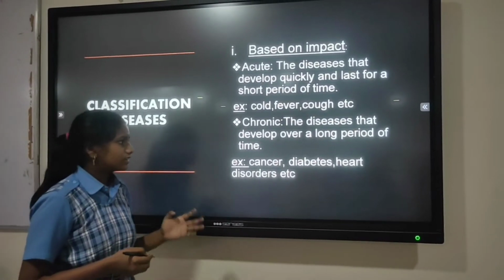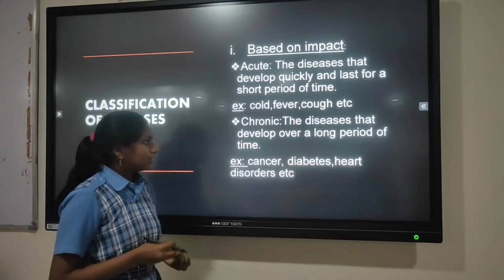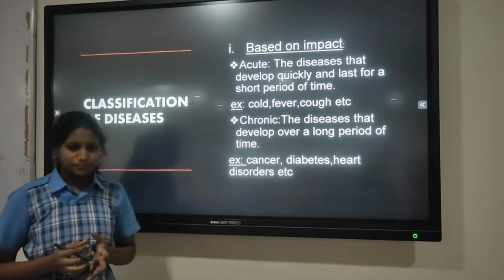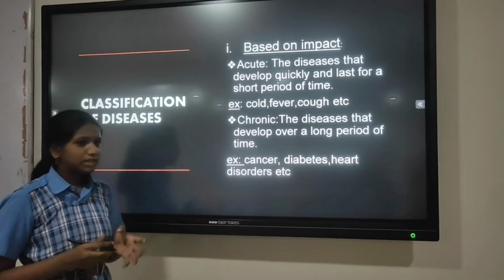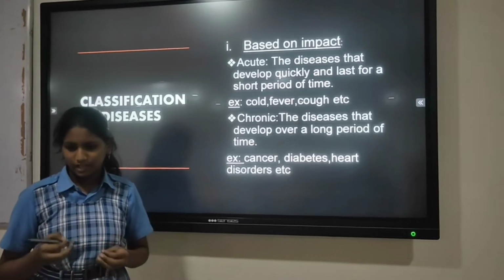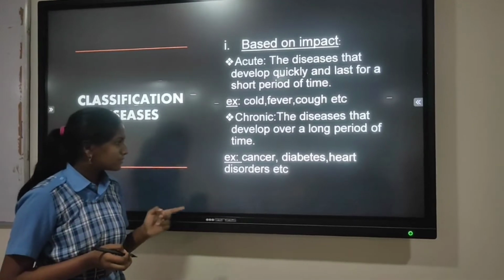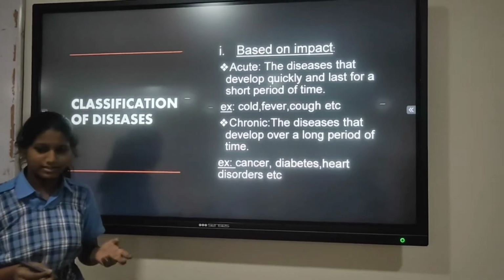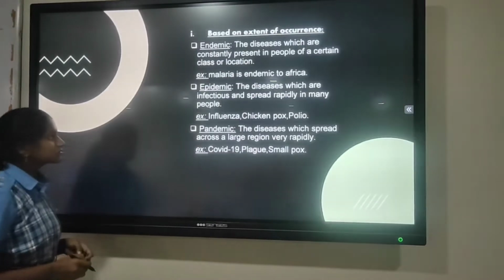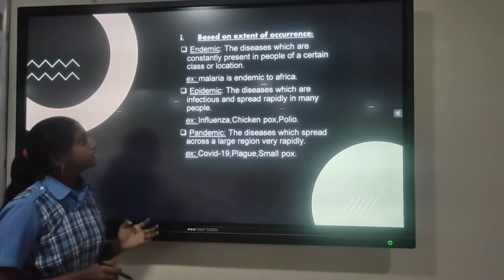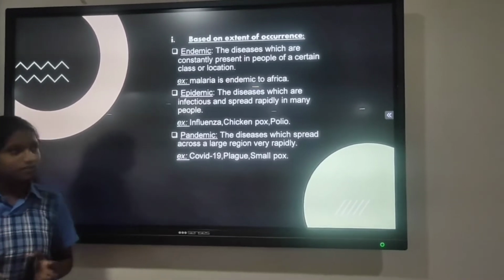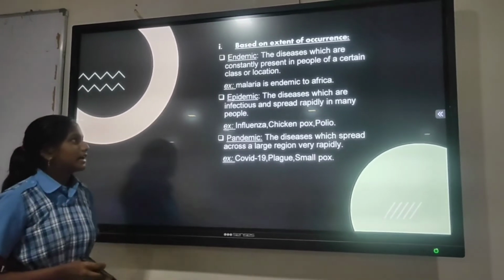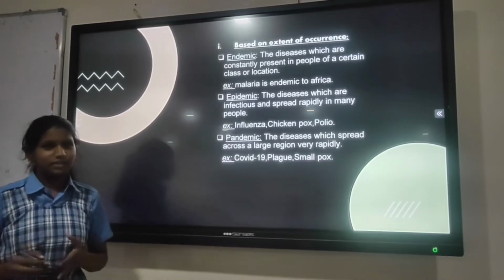Chronic diseases are those that develop over a large period of time and will not go away in our lifetime. Examples are cancer, diabetes, heart disorders, etc. The second type is based on extent of occurrence. There are three types: endemic, epidemic, and pandemic.